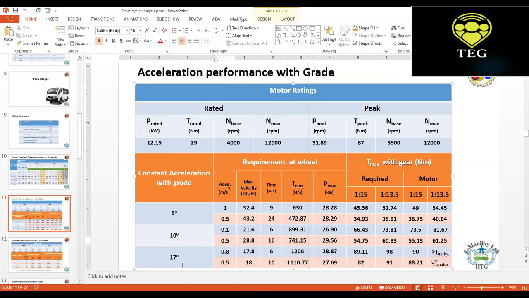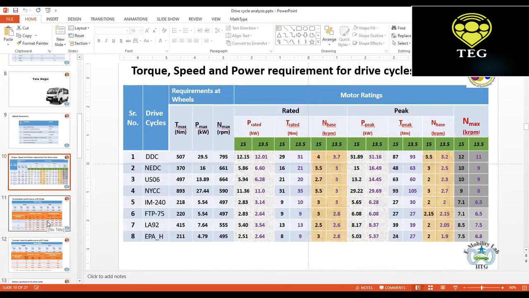Now if you see for 17-degree grade, the maximum torque that you need at the wheels is 1200 newton meter for an acceleration of 0.8 meters per second square, and 1110 newton meter for an acceleration of 0.5 meters per second square. Now for both these torque demands, if I use a gear ratio of 1 is to 15 or 1 is to 13.5, it doesn't matter, the torque demand goes beyond what the motor can give. Okay, so here we chose the motor with different ratings.